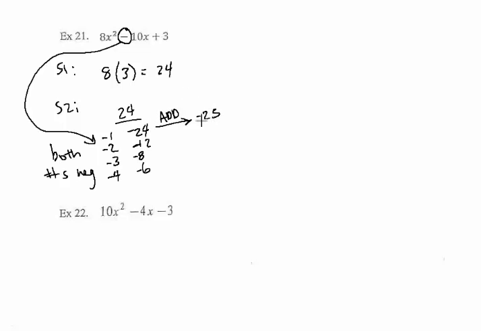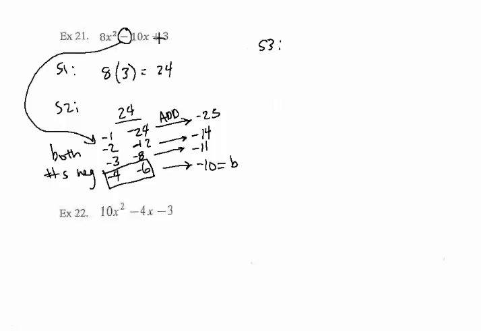First pair gives us a negative 25. Second one, a negative 14. Third one, a negative 11. And the last pair, negative 4 and negative 6, gives us negative 10, that matches our B. So this is our pair of numbers that we need to use in order to factor.